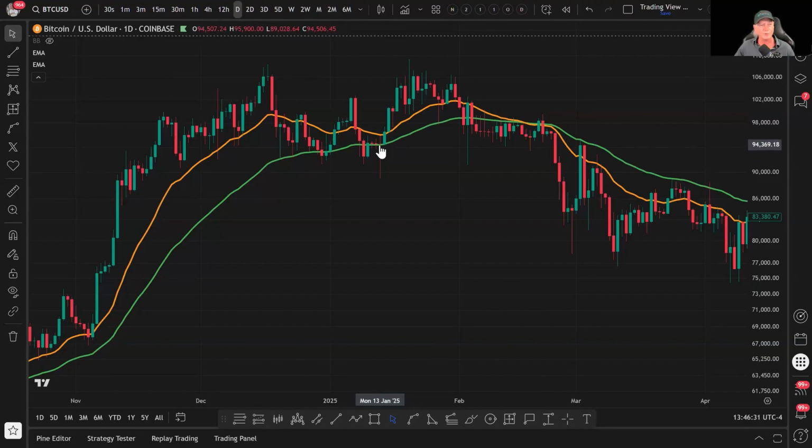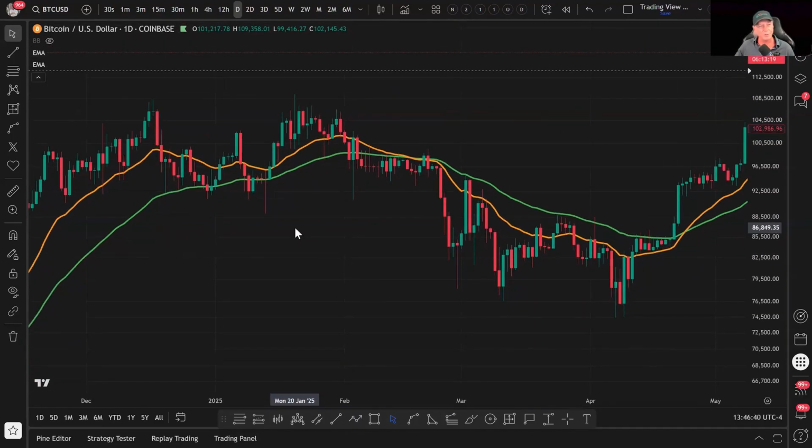We can also put on a 200 day simple moving average. That's also impactful. There's a million other ways you can do it, but you don't need to. I'll show you that one next. But these are the two you want to have on.